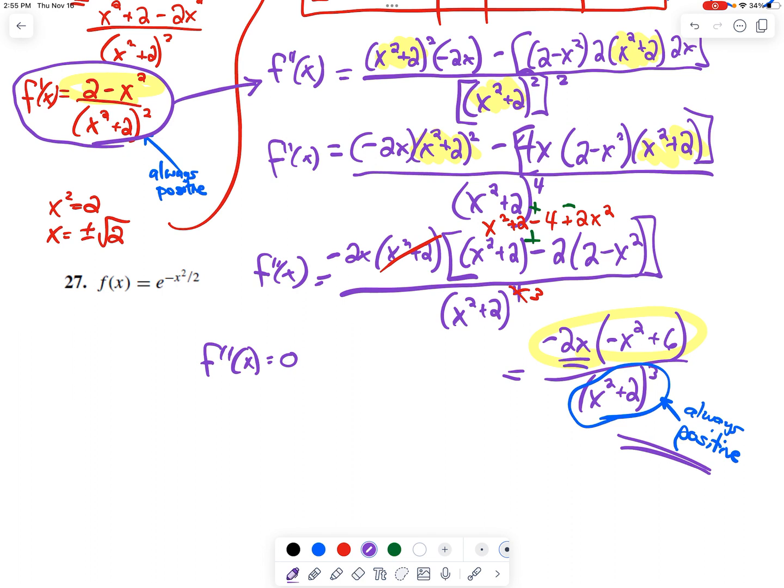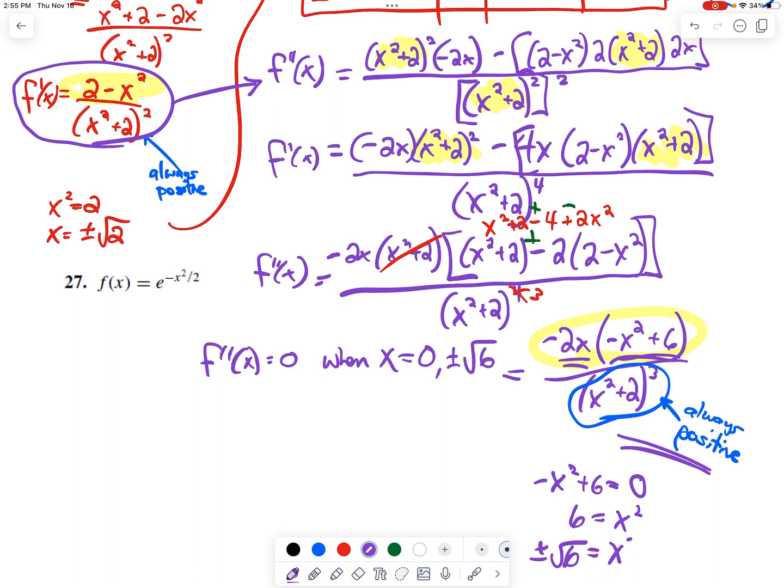when either negative 2x is equal to 0, in which case x is equal to 0, or when negative x squared plus 6 is equal to 0. And that means 6 is equal to x squared. And that means x is equal to plus or minus radical 6. That tells me now that my inflection points or concavity changes could be at negative radical 6, 0, or radical 6.